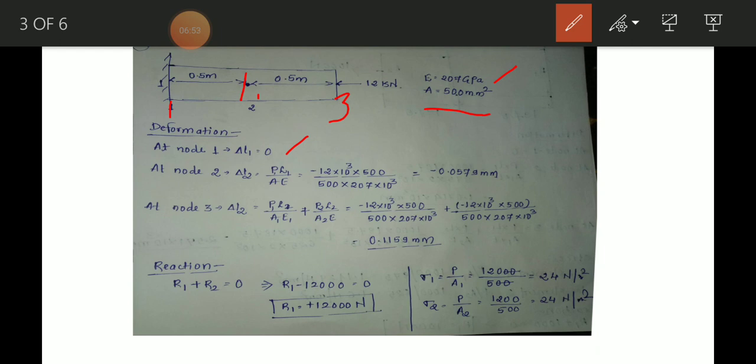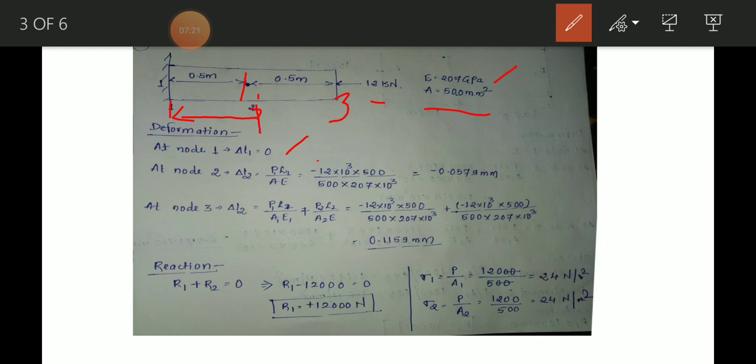Now P, what is P? The load applied is 12 kilonewton. I have taken minus 12 kilonewton because it is a compressive load. So minus 12 into 10 raised to 3. Why 10 raised to 3? Because it's a kilonewton, convert into Newton, into L. Which L do you have to take? You have to take only this 1 to 2 length, not the entire length.